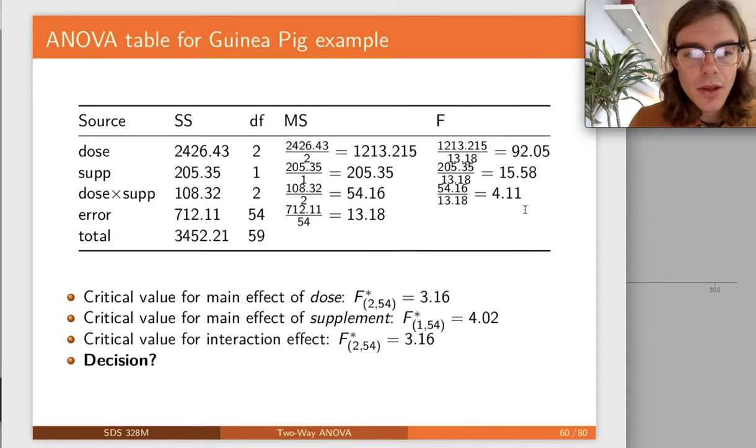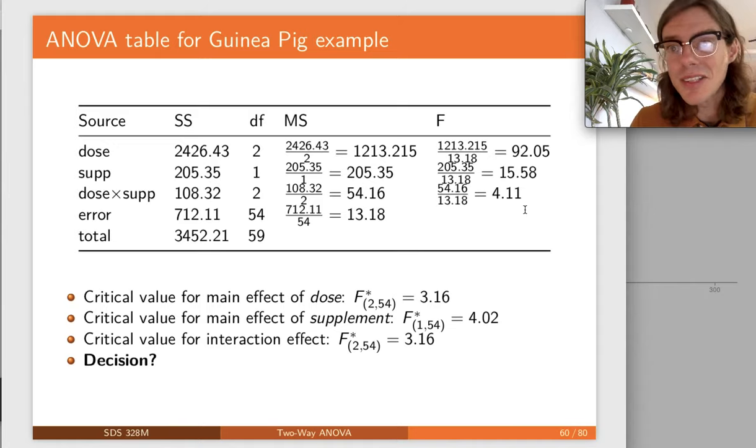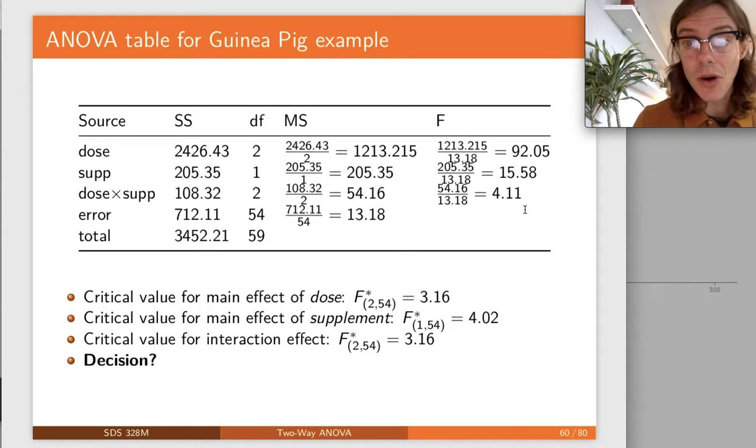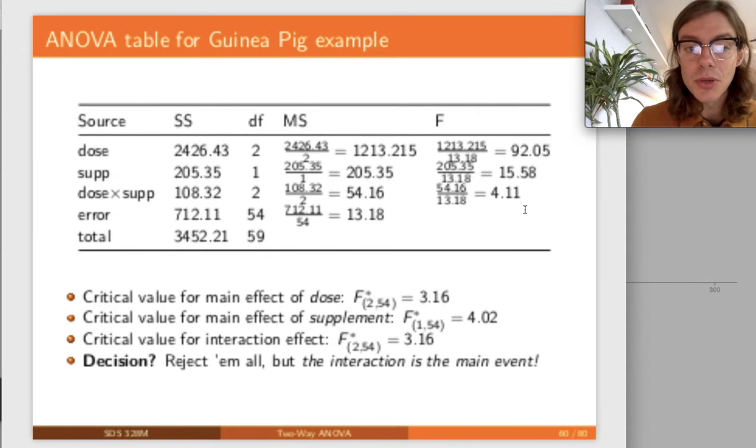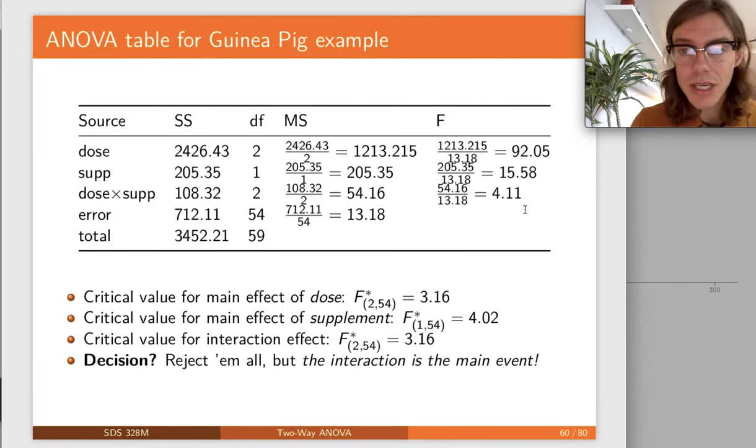Cool. So what's our decision? They're all significant, right? We have a significant interaction though, and that's what's cool. So we should really look at that interaction. But you can reject everything, right? Reject all the null hypotheses, but the interaction is what's important.